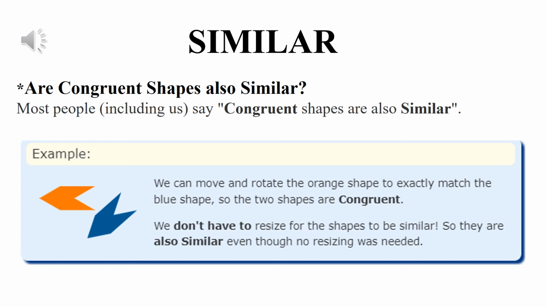Example, we can move and rotate the orange shape to exactly match the blue shape, so the two shapes are congruent. We don't have to resize for the shapes to be similar, so they are also similar even though no resizing was needed.